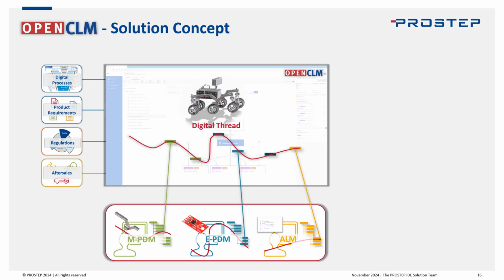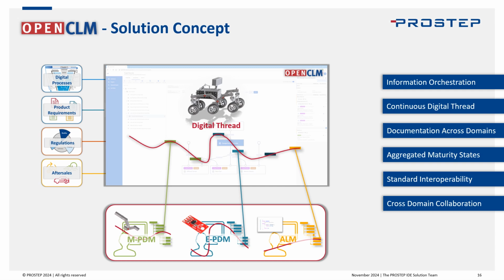So if you wanted to say, I want to understand the impact of a requirements change on my mechanical CAD or software or regulations or other data, then you can go into OpenCLM, see where the impacts are between the different data sets, and perform that type of impact analysis. It provides that orchestration across all those different repositories to create that contiguous digital thread across the different domain repositories.